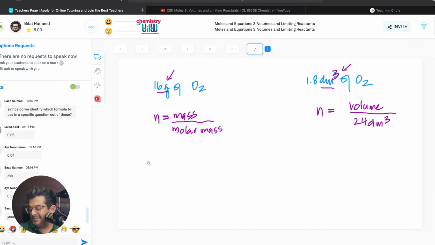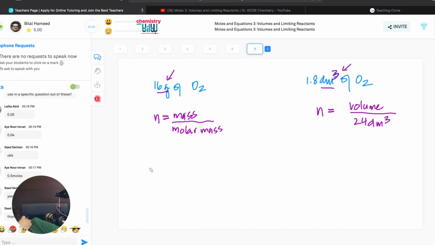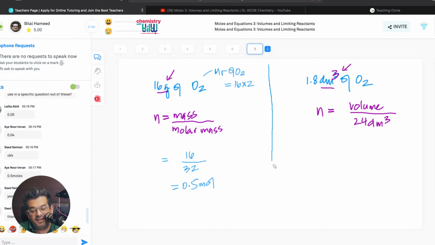So, if you have this, what do we have here? So how do I do this? Well, you first find the Mr of O2. What is the Mr of O2? It is 16 times 2. So the number of moles is 16 grams over 32. I get 0.5 moles if they give me that.